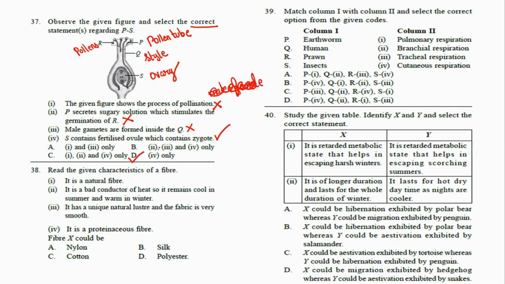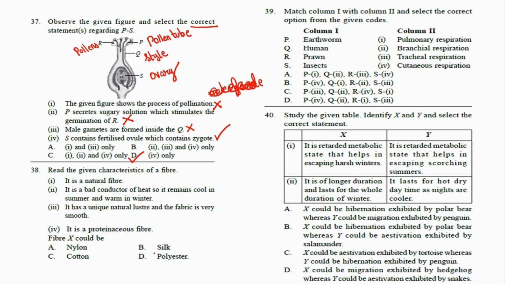Okay, now we come to question number 38. So 38 says, read the given characteristics of fiber. It is a natural fiber. It is a bad conductor of heat, so it remains cool in summer and warm in winter. It has unique natural luster and fabric is very smooth. It is a proteinous fiber. Find what fiber X could be?